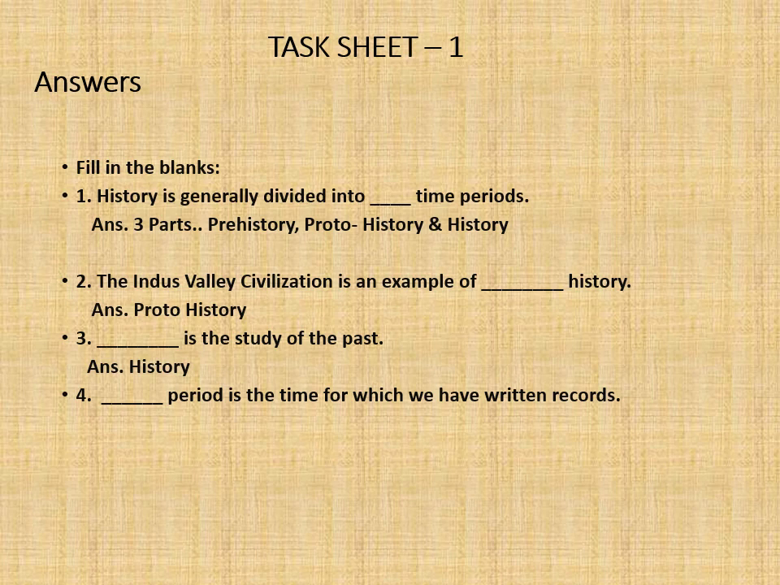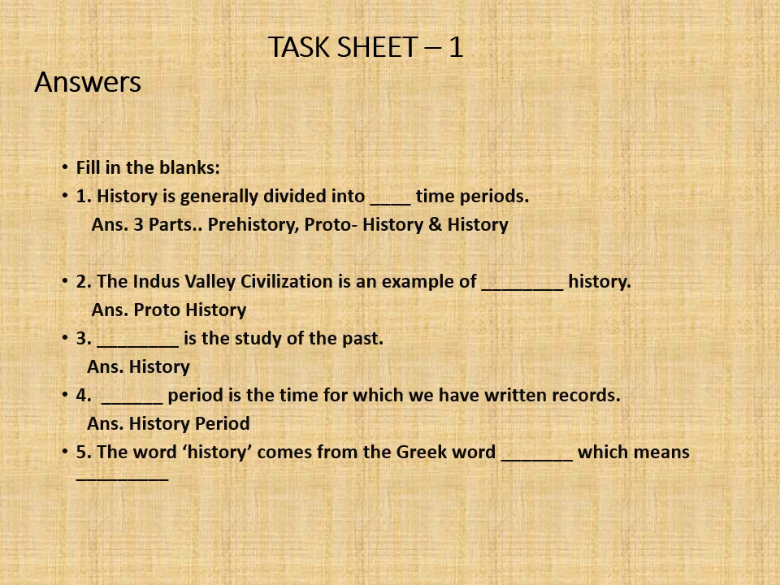Fourth one, dash period is the time for which we have written records. History again. We have plenty of written records. Fifth one: the word history comes from the Greek word historia, which means learning or knowing by enquiry. Very good children, well done. Let us see the next task.